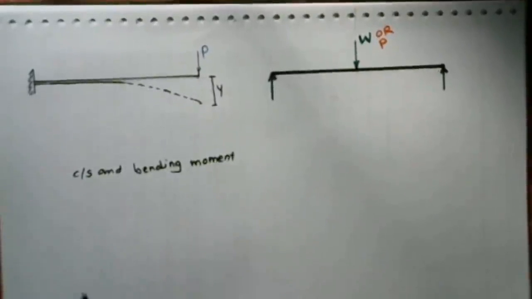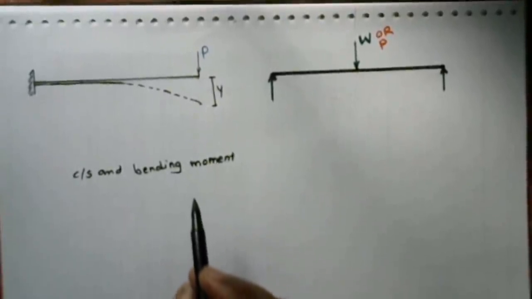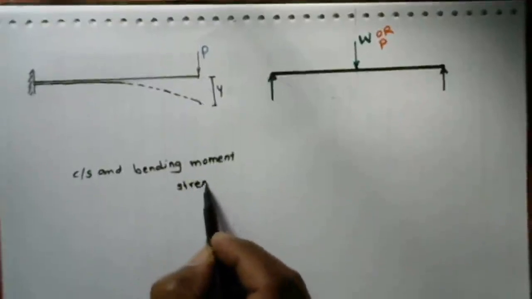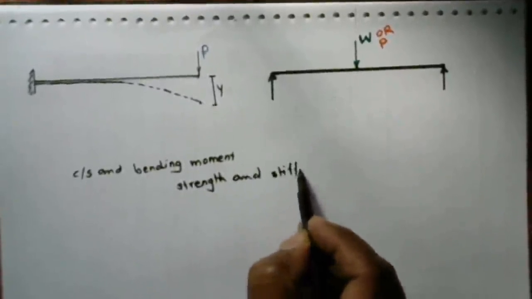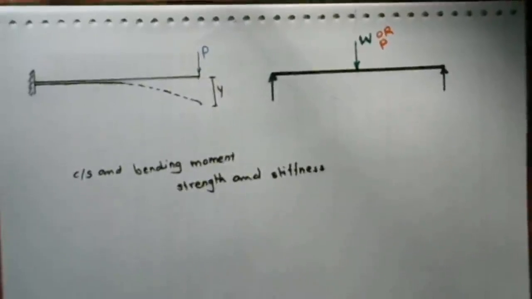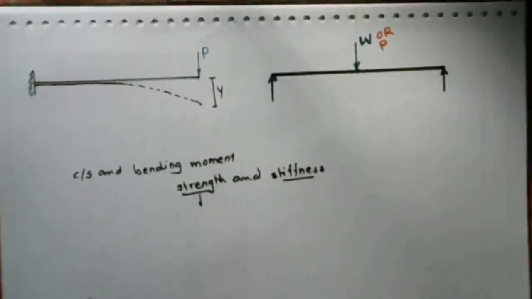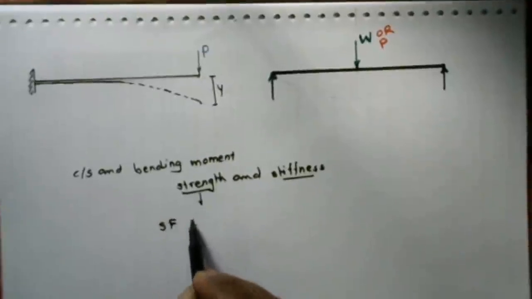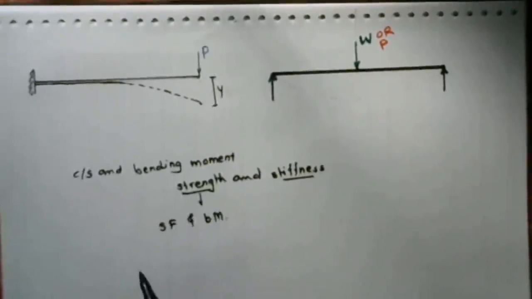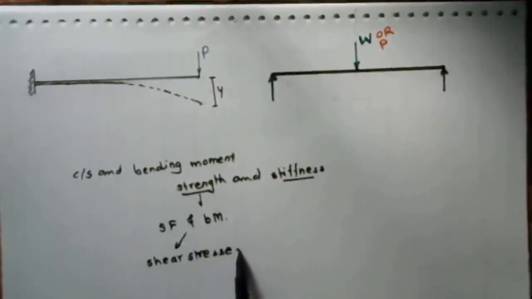Now, the beam is designed on the basis of strength and stiffness. When we design the beam on the basis of strength criteria, the beam should be sufficiently strong to resist the shear force as well as bending moment. In other words, the beam should be able to resist the shear stresses and bending stresses.